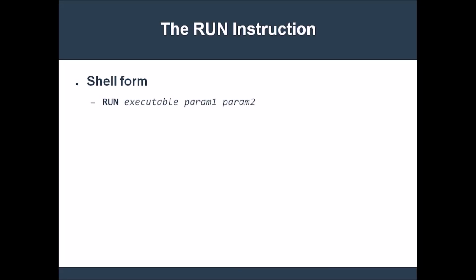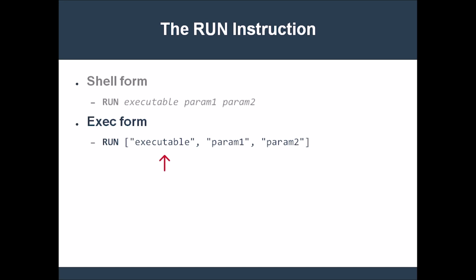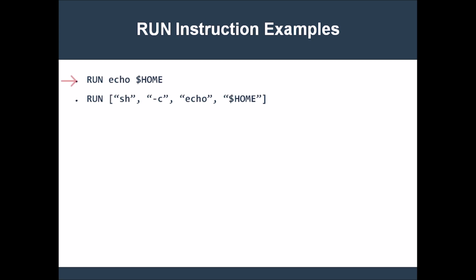You can also write the RUN instruction in what's called exec form. The exec form takes a JSON array as an argument. The first array element is the executable, and the subsequent array elements are arguments for that executable. Note that each array element must be surrounded by double quotes, not single quotes. So far, the differences between the two forms are mostly cosmetic. The big differentiator is the fact that the shell form runs commands in a shell, whereas the exec form does not. Thus, this first instruction is equivalent to this second instruction.